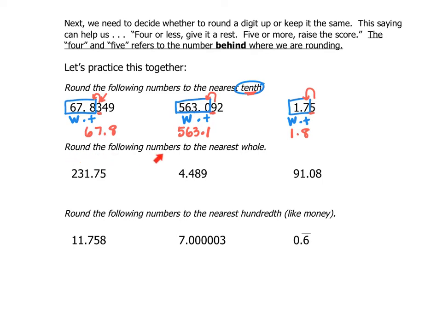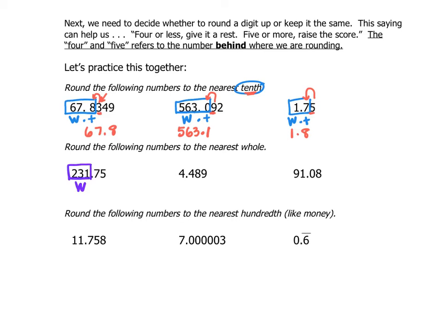It says round the following numbers to the nearest whole. So that means nearest whole number. So that means we don't have any decimals in our number. So we're going to start by just putting the W. And then we're going to chop everything else off.